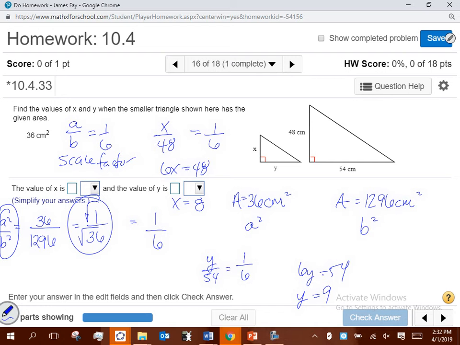Now I'm going to do an example that has radicals in it because this one, just the way these numbers worked out with the areas, that radical kind of dissolved here. There will be times where that radical stays.